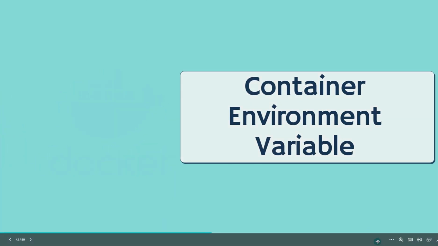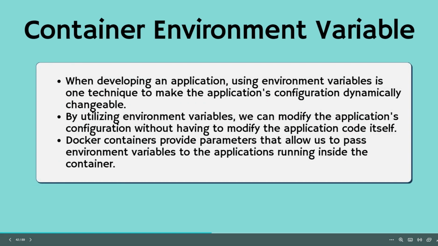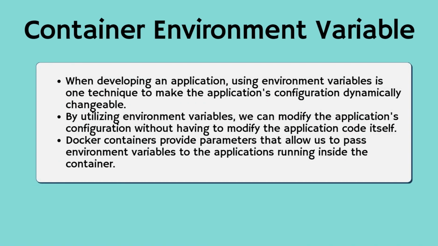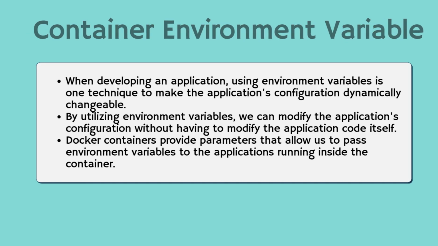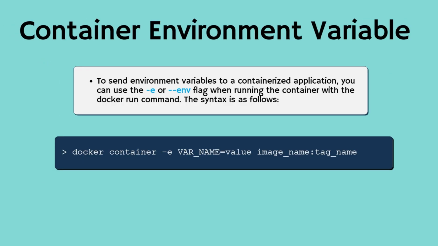When developing an application, using environment variables is one technique to make the application's configuration dynamically changeable. By utilizing environment variables, we can modify the application's configuration without having to modify the application code itself. Docker containers provide parameters that allow us to pass environment variables to the applications running inside the container. To send environment variables to a containerized application, you can use the -e or --env flag when running the container with the docker run command. The syntax is as follows: docker run -e varname=value image.